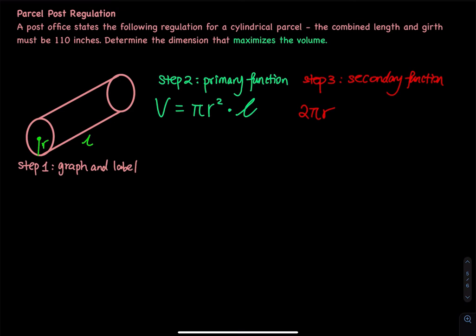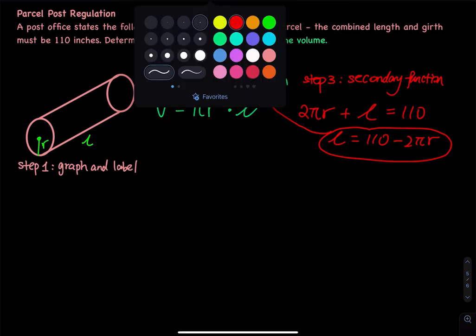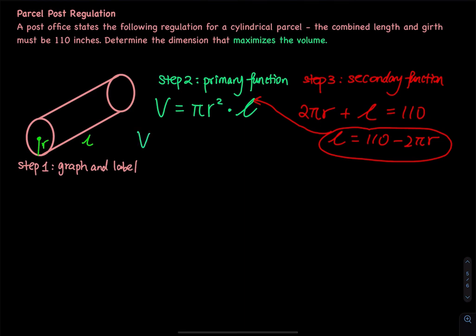And then what about the length? The length is L, so the girth plus L equals 110. Let's put this in terms of L. So we have L equals 110 minus 2 pi r. And then I'm going to plug the secondary into my primary. So now the primary is no longer just V, it's V of r, where r is the independent variable. That is pi r squared times 110 minus 2 pi r.